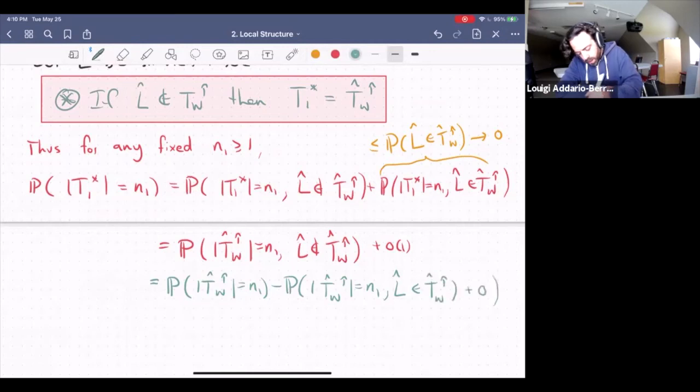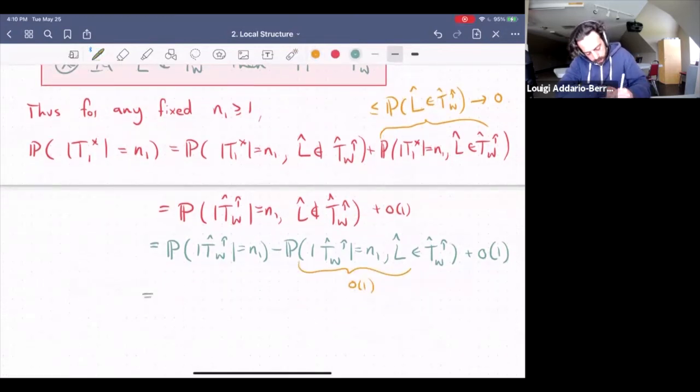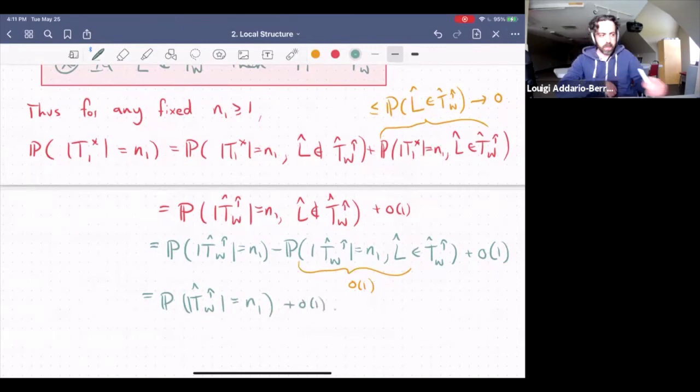Okay, and then we still have this error term. Now this probability again is bounded by the probability that we got unlucky and L hat fell in the subtree. So this is another little o(1) error term. That tells us in sum that the probability we see a given size for that subtree T1 star is the same as the probability that a random node has that size of subtree rooted at it, up to a little o(1) error term.